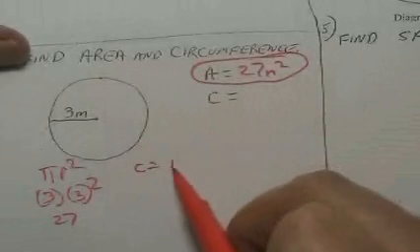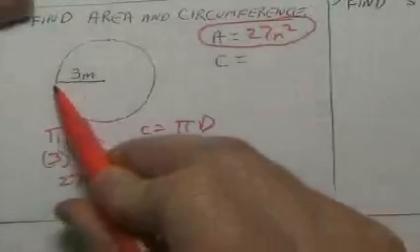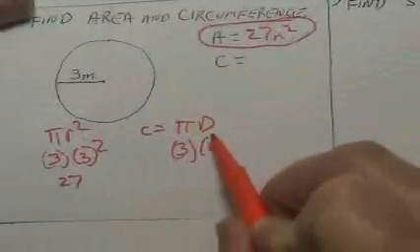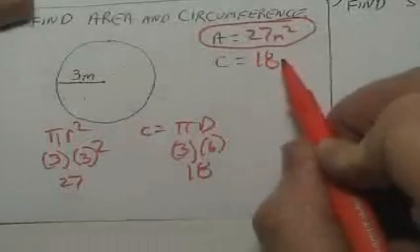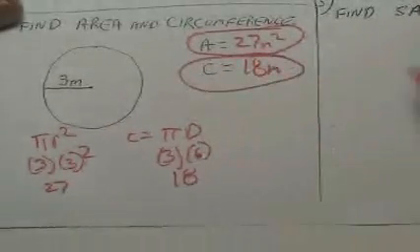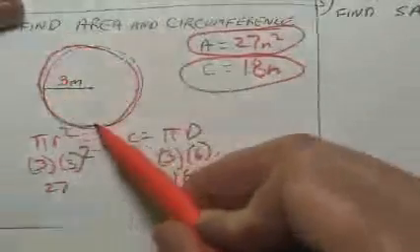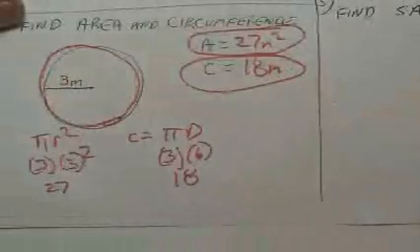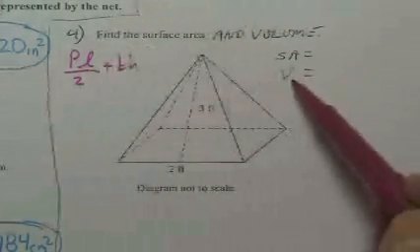Circumference is pi times diameter. Pi is 3, and diameter is all the way across. That would be 6, and 3 times 6 is 18. So it's 18 meters, just 18 meters. Because we don't want area, we just want to know how far it is going all the way around. It's 18 meters.